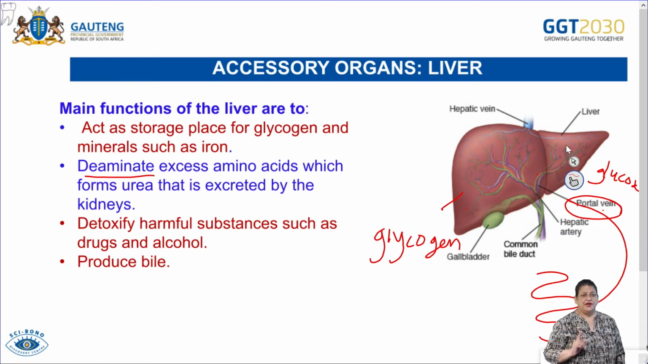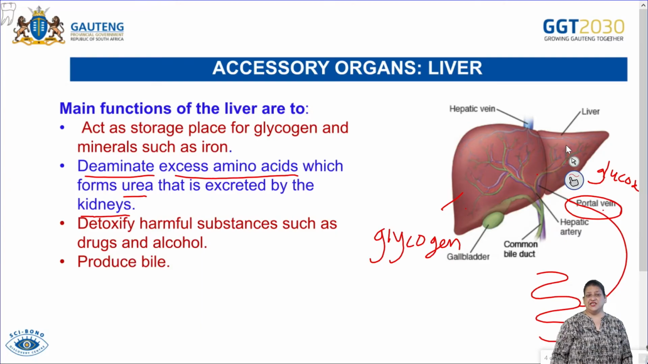So remember, the liver breaks down excess amino acids to form urea. Urea is a waste product. That's why it must go to the kidney to be filtered out in your urine. Deamination means breaking down extra amino acids. Where do amino acids come from? They come, remember, from your proteins.